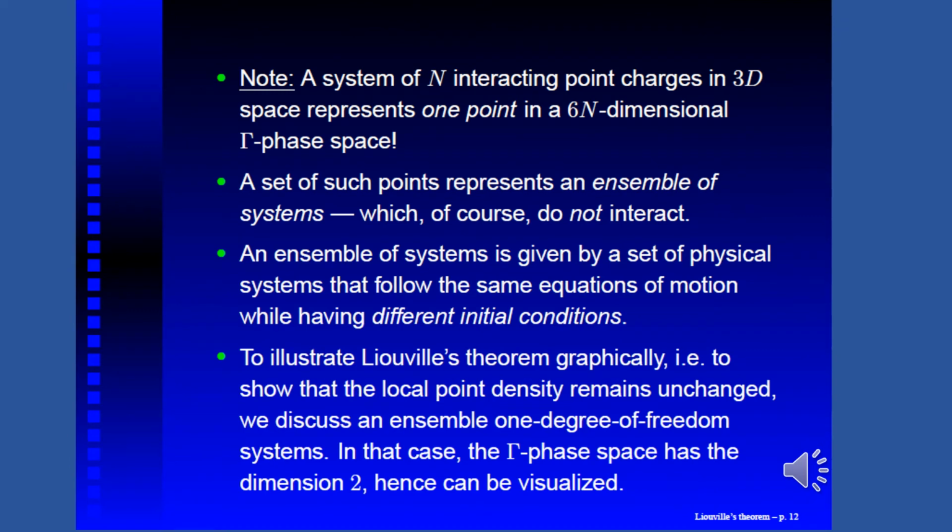Note that, number 1, a system of capital N interacting point charges in 3D space represents one point in 6N-dimensional phase space. Number 2, a set of such points represents an ensemble of the system, which of course do not interact. Number 3, an ensemble of a system is given by a set of physical systems that follow the same equations of motion while having different initial conditions. Number 4, to illustrate Liouville's theorem graphically and show that the local point density remains unchanged, we discuss an ensemble of a system with one degree of freedom. In that case, phase space has dimension 2, hence that can be realized.